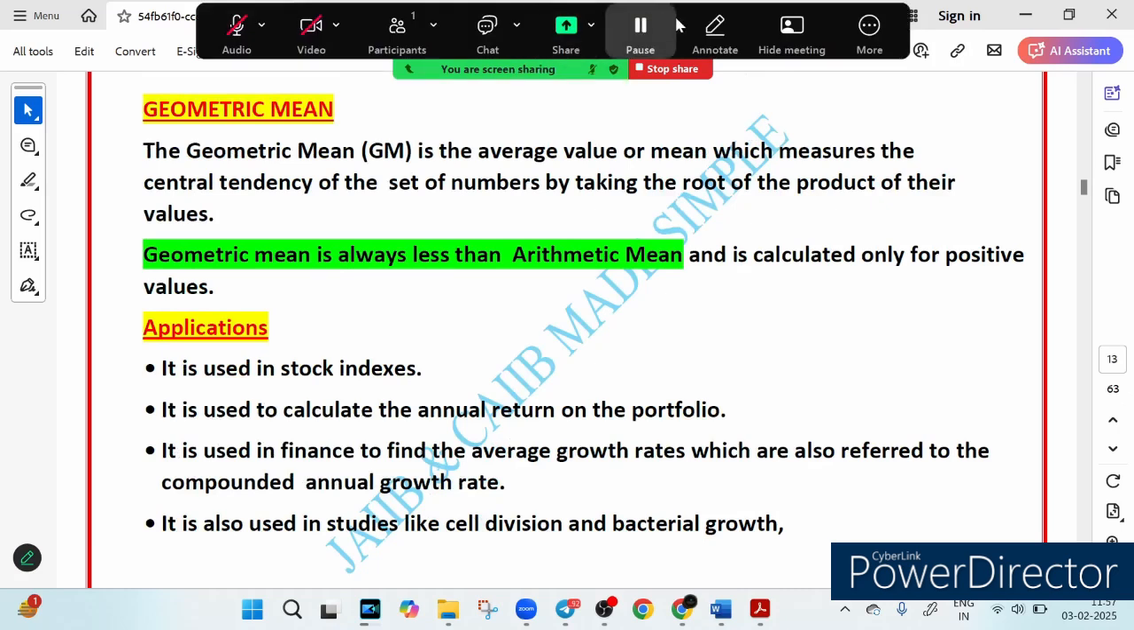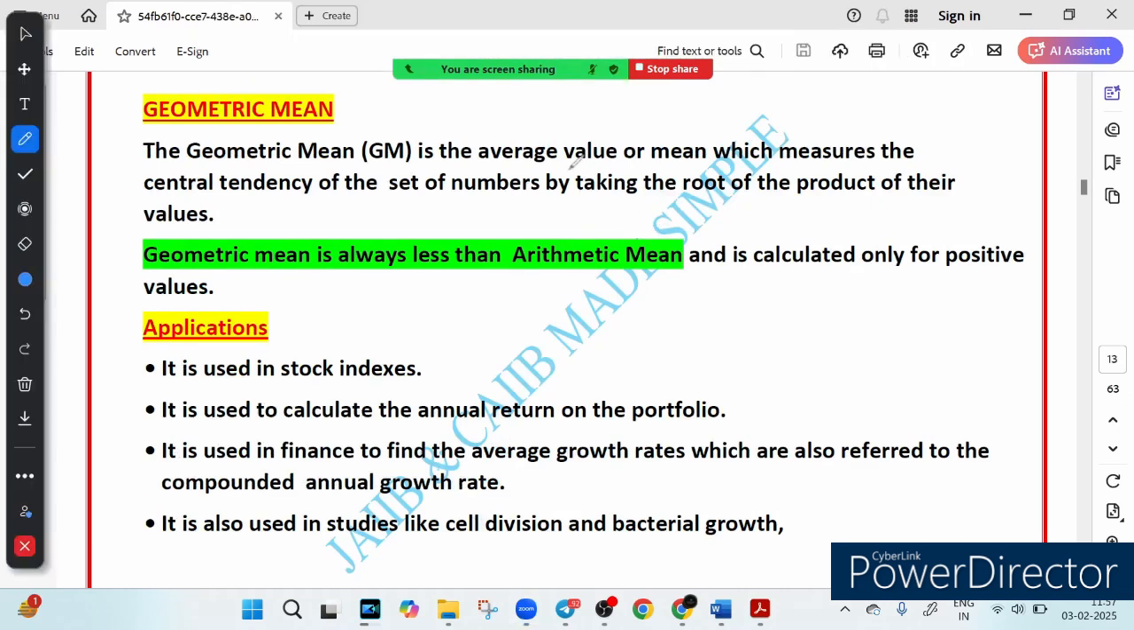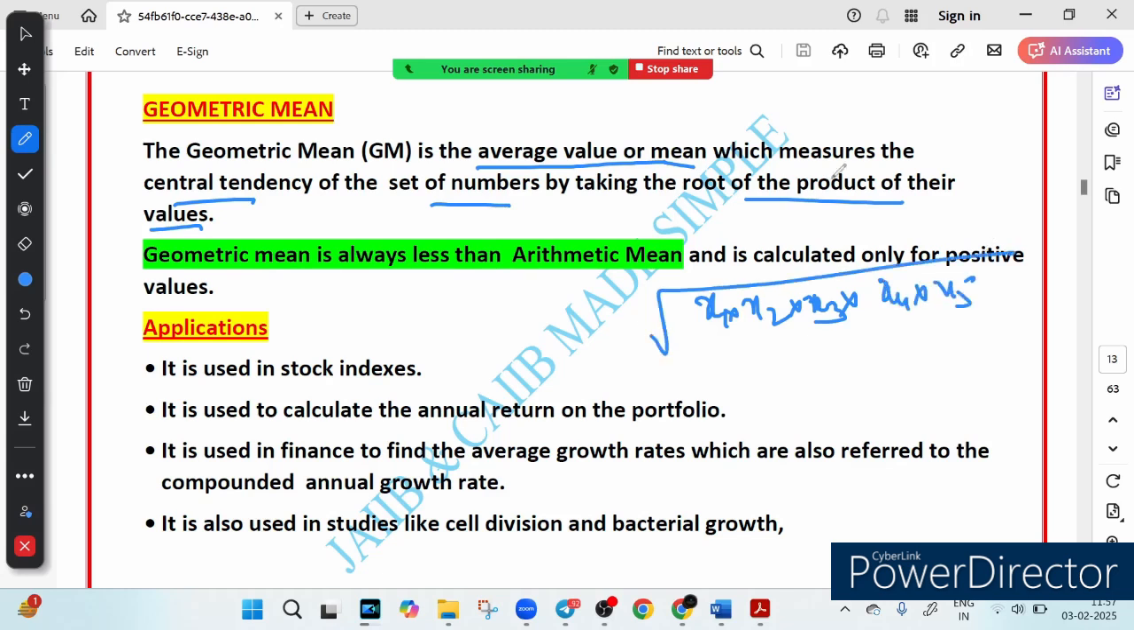Now let's talk about the geometric mean. What is geometric mean? This is also a measure of central tendency. It is the average value or mean which measures the central tendency of a set of numbers by taking the root of the product of their values. So while you have the values, you find their product. Suppose you have values x1, x2, x3. You find their product multiplied by x4, multiplied by x5, and take the root, right? You first multiply them and take the root of the product of the values. So this is what we call the geometric mean of a set of data, right?